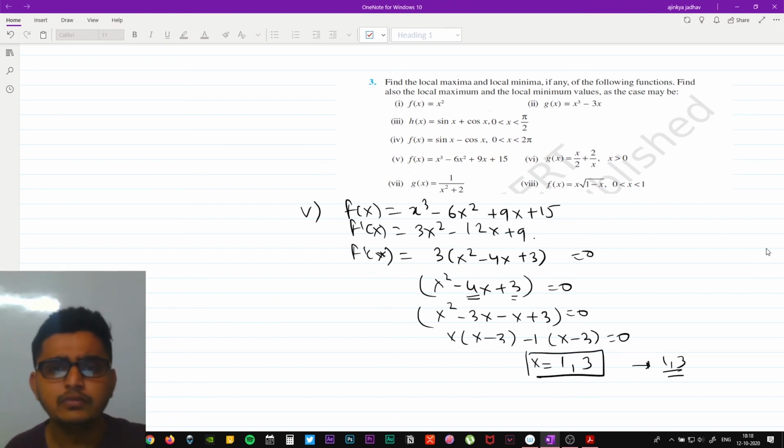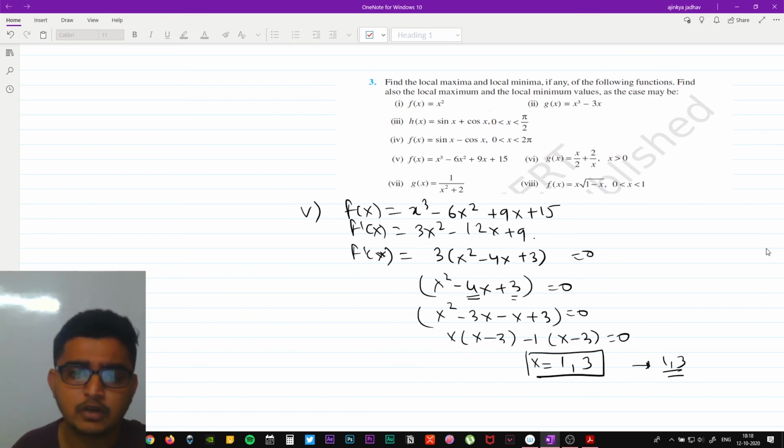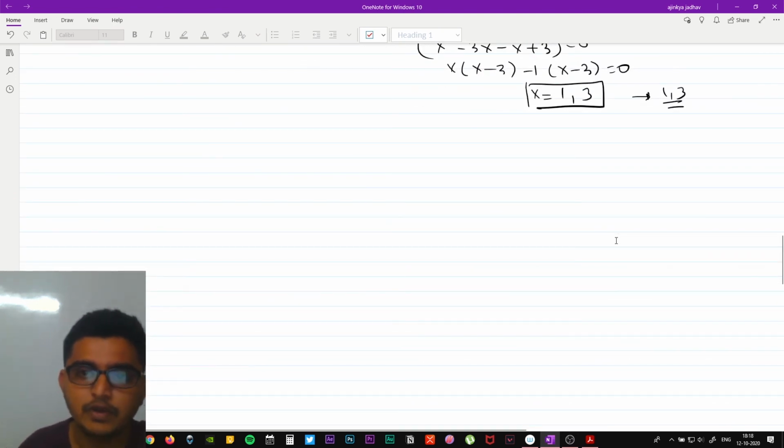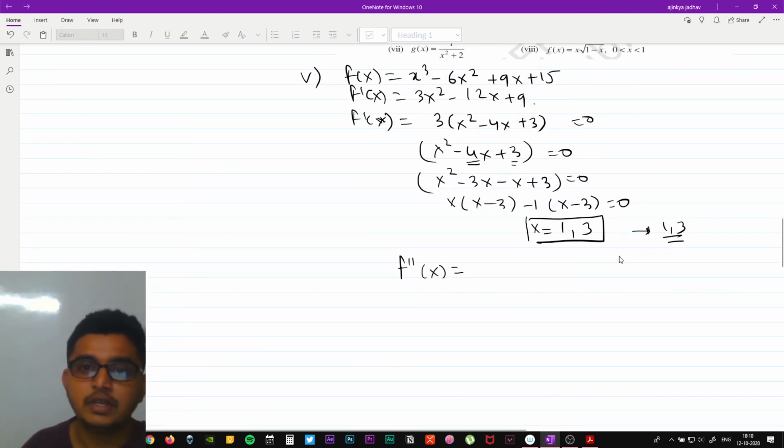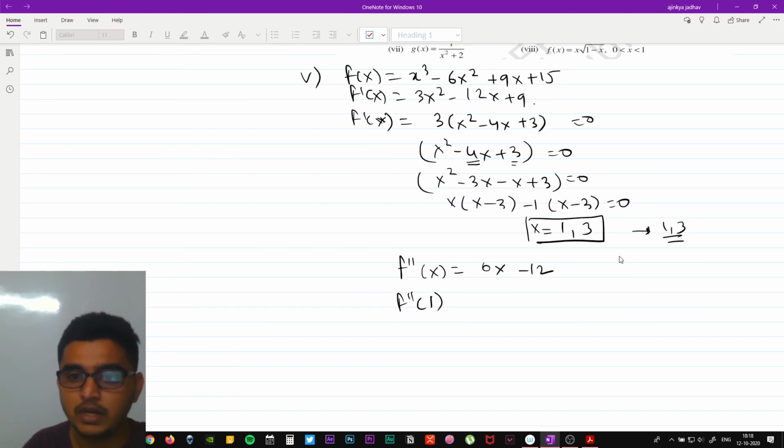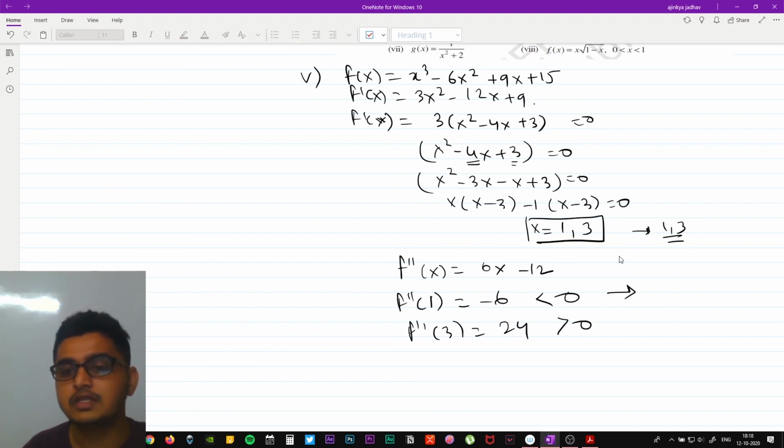So immediately you can go on to the question and see there are two turning points, and in this case we are going to see whether those turning points are maxima or minima by f double dash of x. So f dash of x we have as 3x square minus 12x plus 9. So f double dash of x is going to be 6x minus 12. So we have f double dash of 1 equals 6 minus 12, which is negative 6, and f double dash of 3 equals 18 minus 12, which is going to be 6. Since this is less than 0 and this is greater than 0, this particular point is going to have the maximum value, and this particular point is going to have the minimum value.